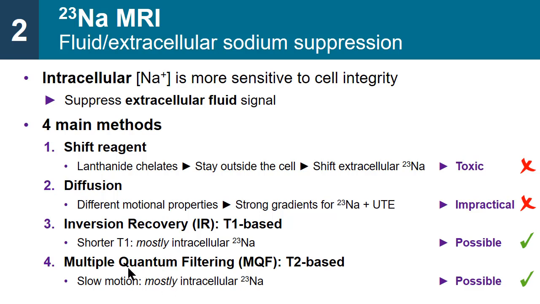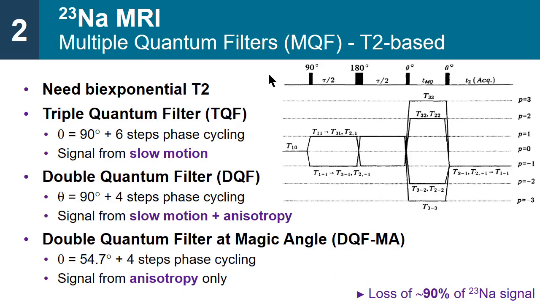And you can use sequences called multiple quantum filtering, which are based on a bi-exponential T2 relaxation. T2 MQF, multiple quantum filters, is based on 3 pulses, or you can add a 180 to remove some B0 inhomogeneities. If you have 3 90 degree pulses and select the appropriate phase cycling, you can detect, in theory, the signal only from slow motion. So people assume in general it comes mainly from intracellular sodium. And you can see the pulse is going to create these coherences, and the relaxation is going to transform them.